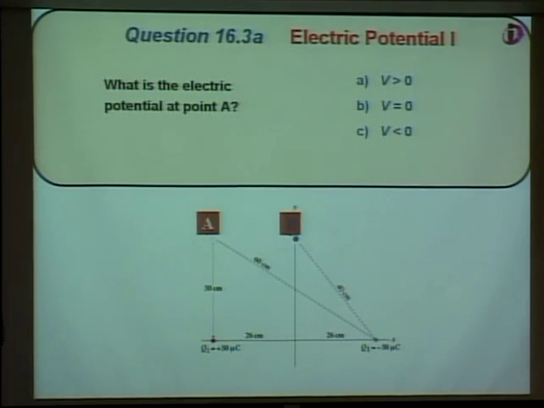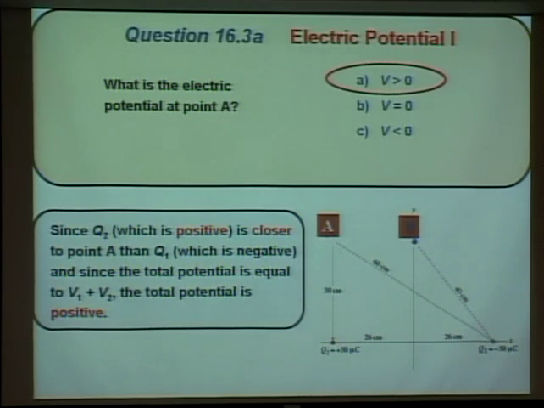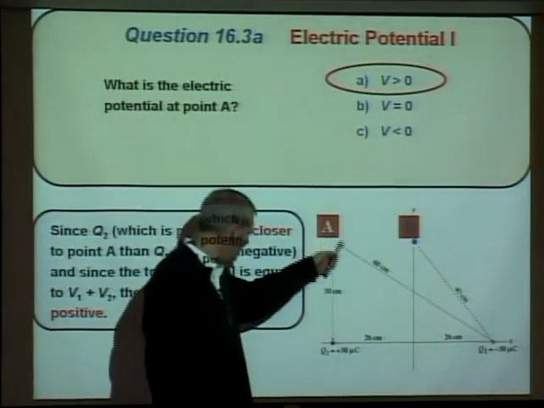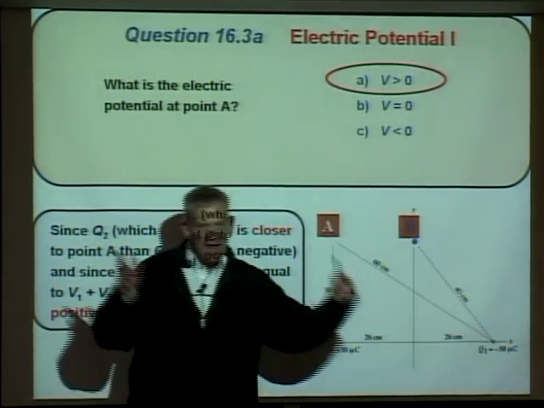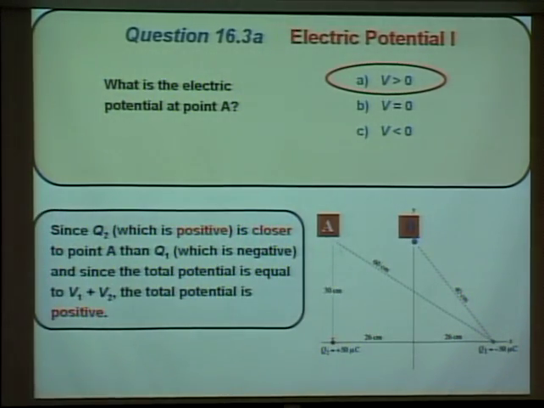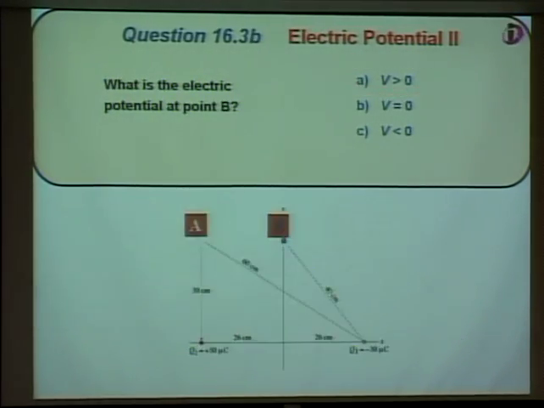Now, what do you think the next question is going to be? About B, probably. Oh, good, it's positive. Because you just add them up. You just add up the potentials. The V caused by this guy and the V caused by this guy, where it's KQ over R. They're distance apart.